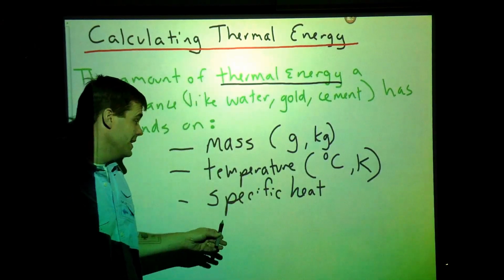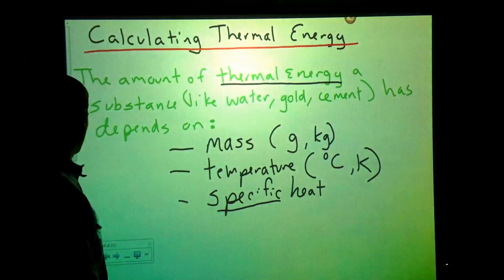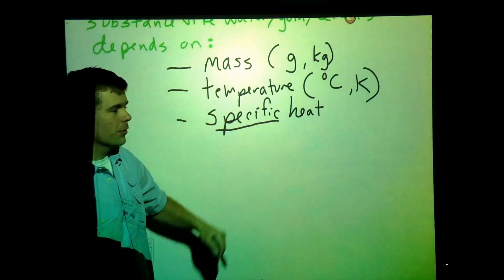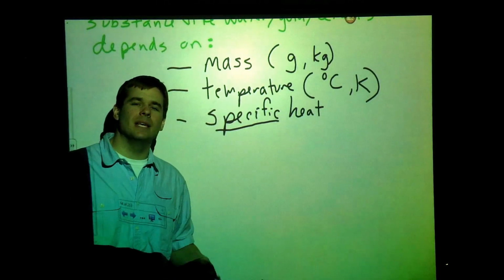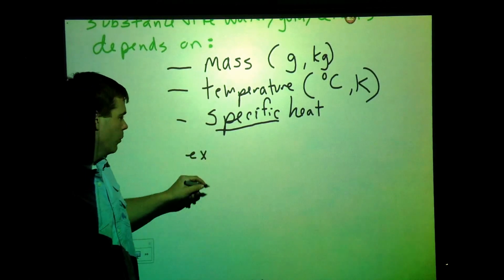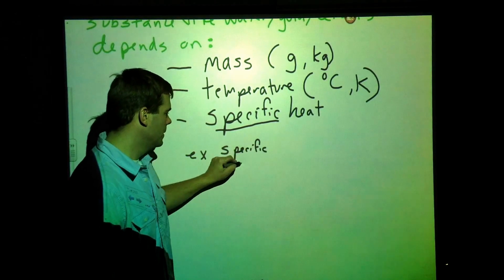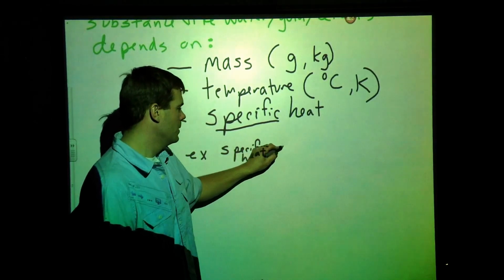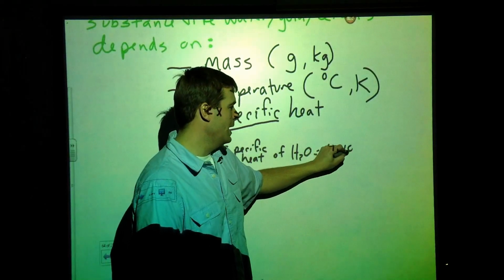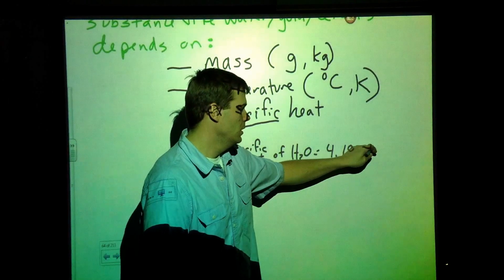Now, specific heat is specific to your material. So whenever I give you a problem that's asking you to calculate the amount of thermal energy, I will have to give you the specific heat. I'll give you an example. The specific heat of water is 4.18, and the units here would be joules of energy.